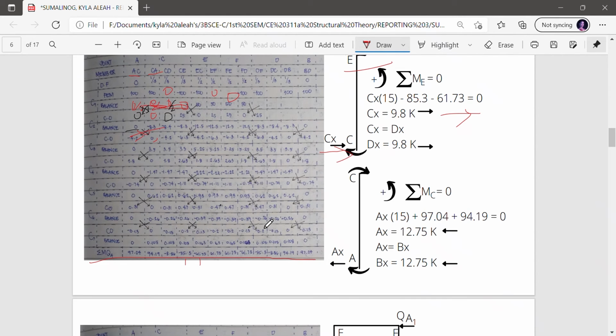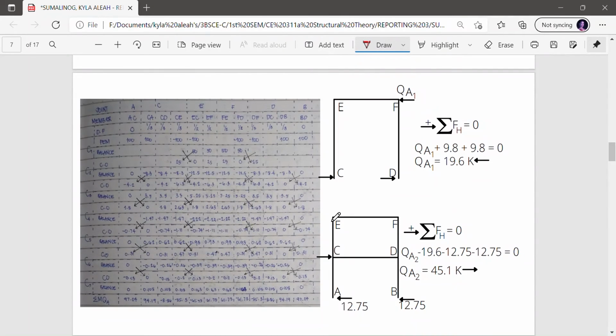On the next one, this is member CA. So we get the moment at C. That will be AX times 15 plus 97.04 plus 94.19. So we have AC here, the 97.04, and on the CA, which is 94.19. AX will be 12.75K. Going to the left, it is negative. So AX and BX are the same because they have the same length. They are equal. So AX equals BX. BX will also be 12.75K. Going left, that is negative.